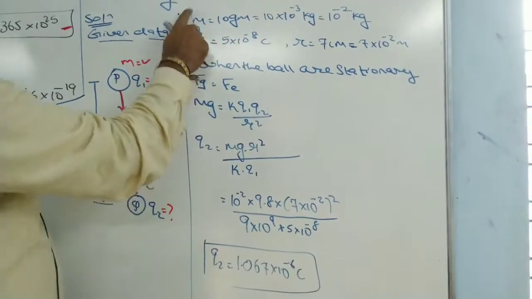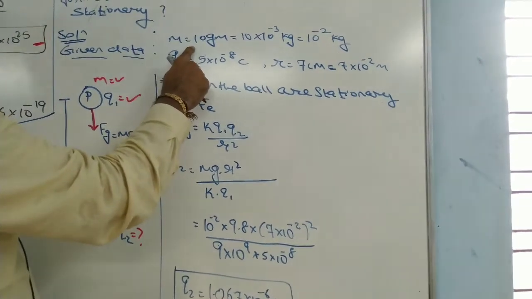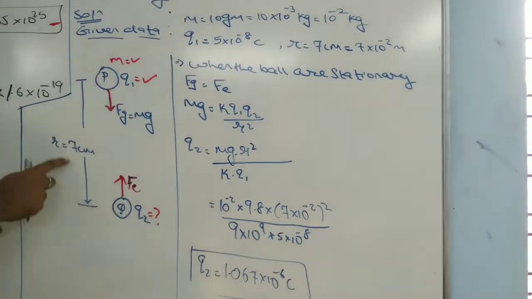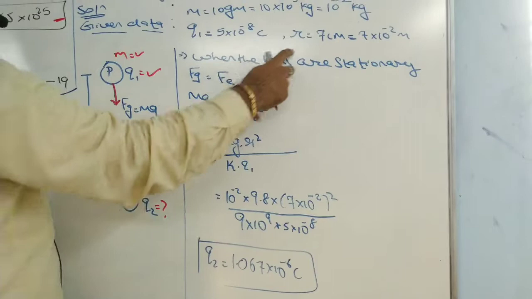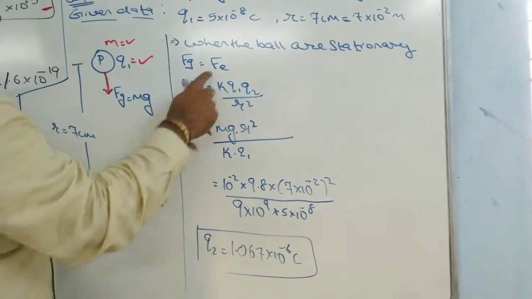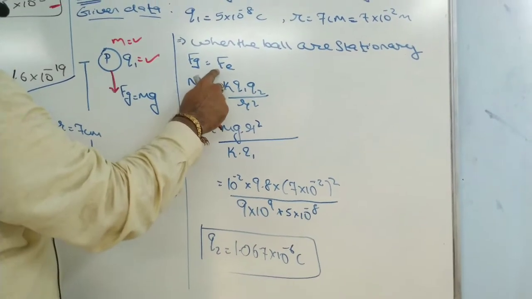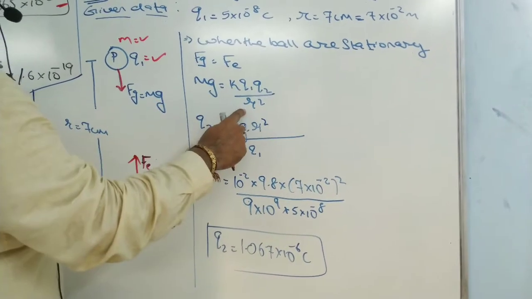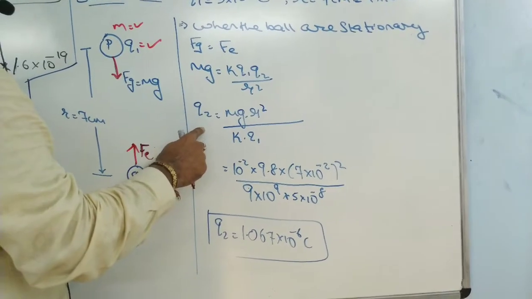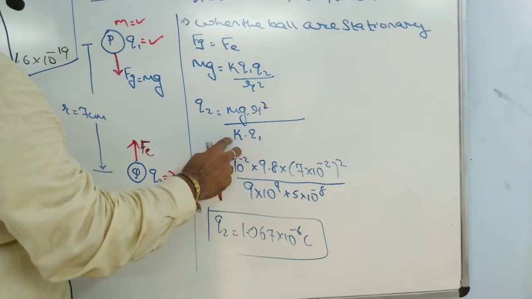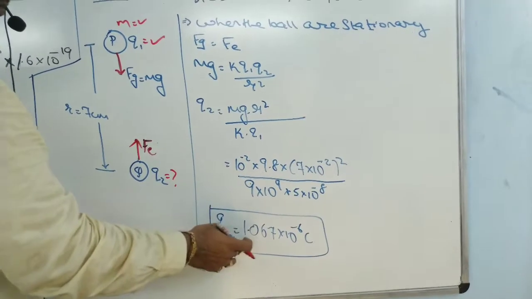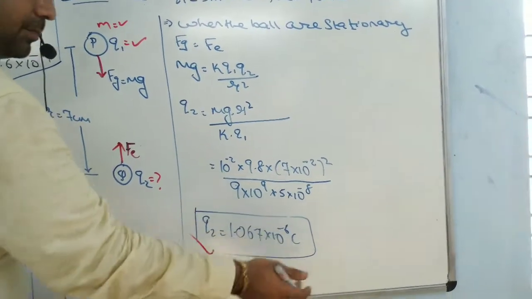Let's see. We have written the given data for you. Mass 10 grams means 10 raised to minus 2 kg. Charge is given. Distance of separation, r, is given to us already. So when the ball is stationary, the gravitational force and electrostatic force will be equal. Gravitational force is mg, while electrostatic force is k q1 q2 upon r square. We need to find q2, so we make q2 the subject of the equation: q2 is equal to mg r square upon k q1. Putting all the values we have, we get q2 as 1.067 into 10 raised to minus 6 coulomb.